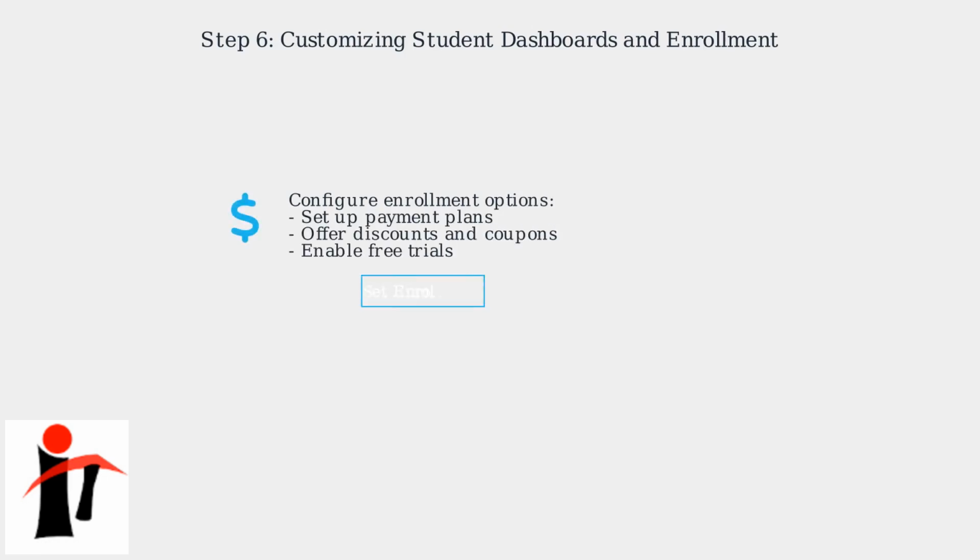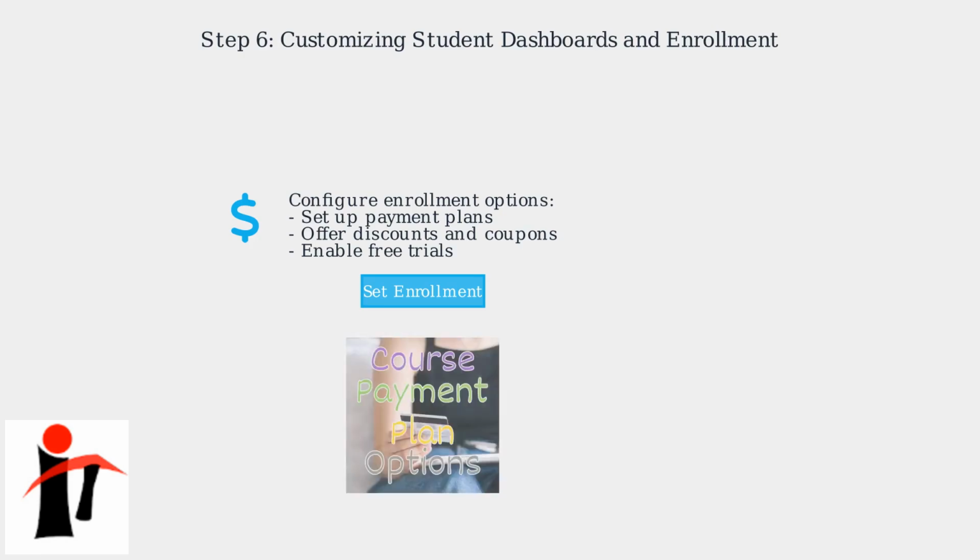Configure enrollment options to make courses accessible. Set up flexible payment plans, offer discounts or coupons for promotions, and enable free trials to attract new students. Payment plan options include one-time purchases, subscriptions, or installment plans, helping students afford courses without financial barriers.